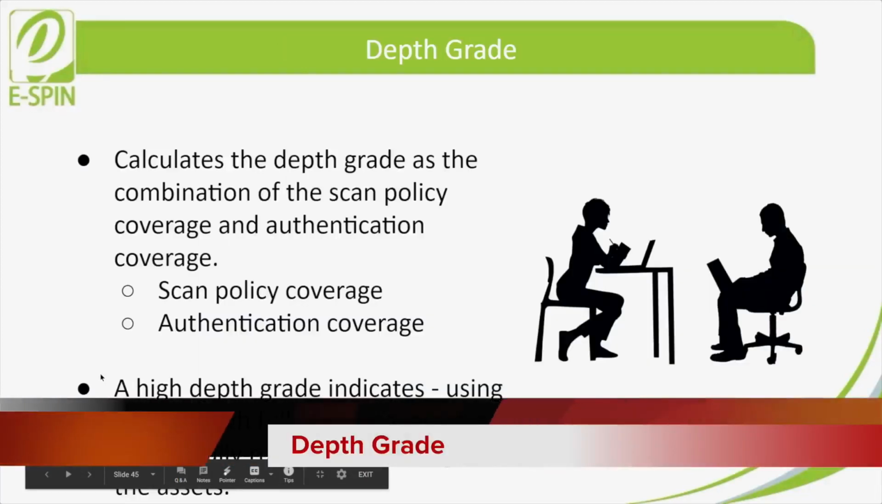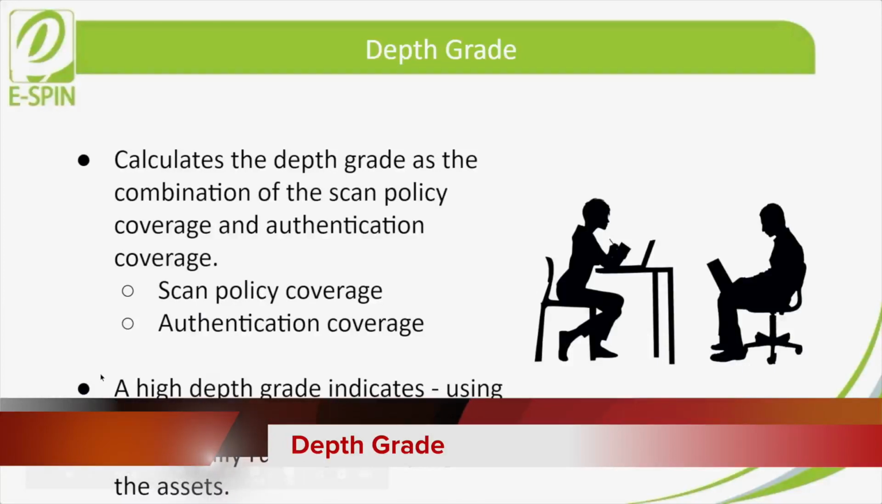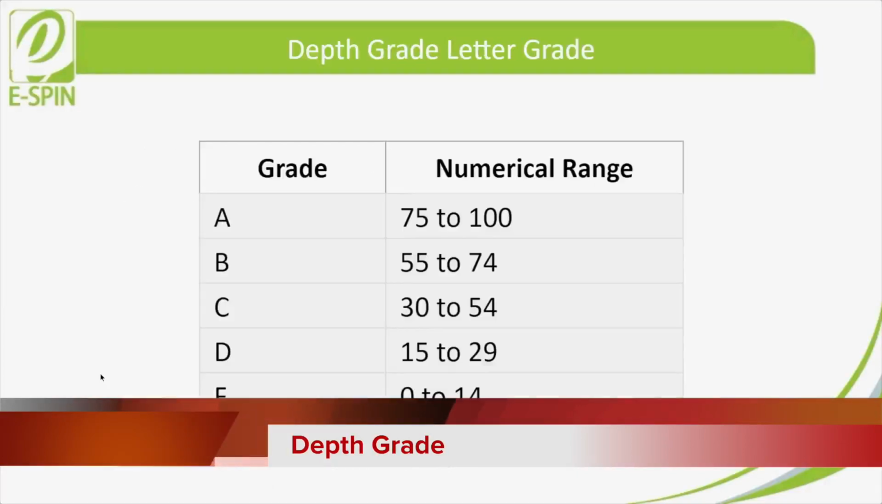This calculates the depth grade as the combination of scan policy coverage and authentication coverage. There are two: scan policy coverage and authentication coverage. A high depth grade indicates using a policy with full plugin coverage and successfully running those plugins on the asset. This is the depth grade letter table. You can see grade A is from range 75 to 100, then grade F is from range 0 to 14.